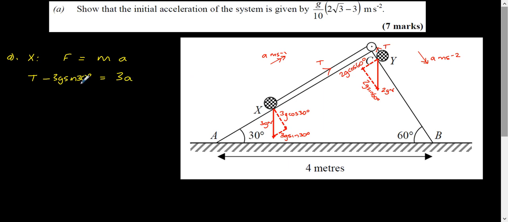I'll simplify that a little. Sine 30, we know sine 30 is a half. A half multiplied by 3 is 3 over 2, so we end up with T minus 3g over 2 equals 3a. Now that's as far as I'm going to simplify that equation. I could substitute 9.8 in for g, but actually, look, our answer is left in terms of g. So that's going to be equation 1 of 2.